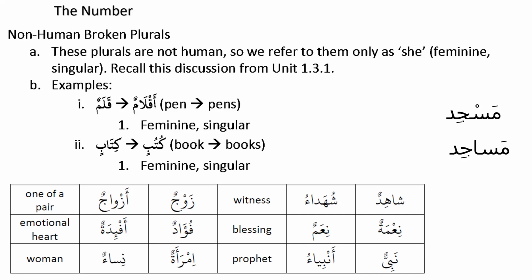Okay, fuad becomes af'idatun. And af'idatun is obviously a heart. It's a part of the body. It's not a human thing, right? So af'idatun is a non-human broken plural. This is a good one because even if you don't know it's a broken plural, there's a ta marbuta, so it's feminine, obviously, but this is singular. This is singular because it is a non-human broken plural, although the meaning is emotional hearts with an S. Okay, so fuadun, af'idatun.